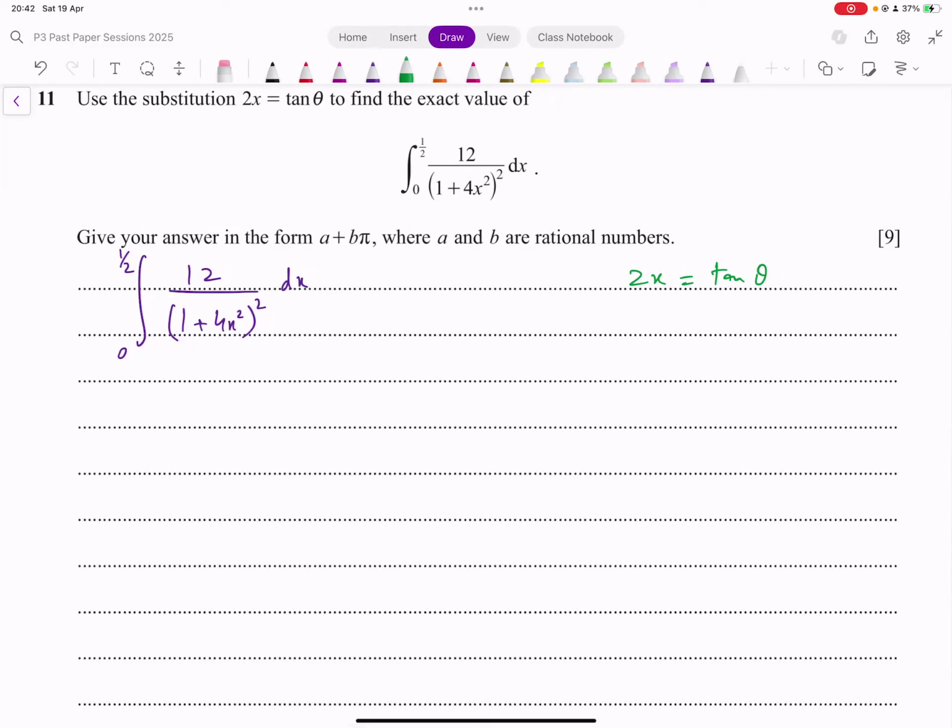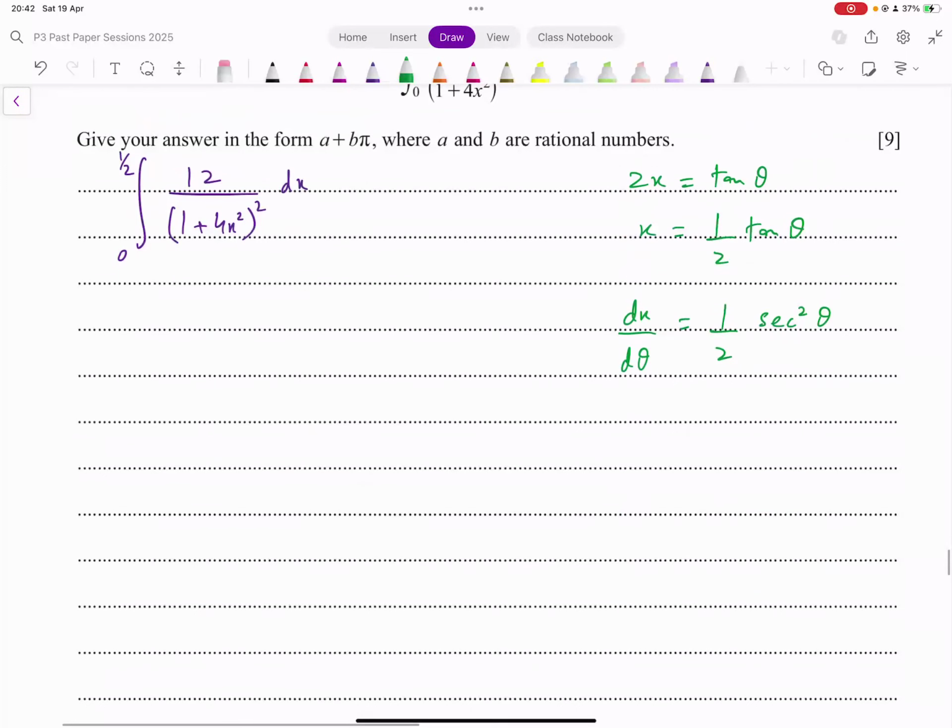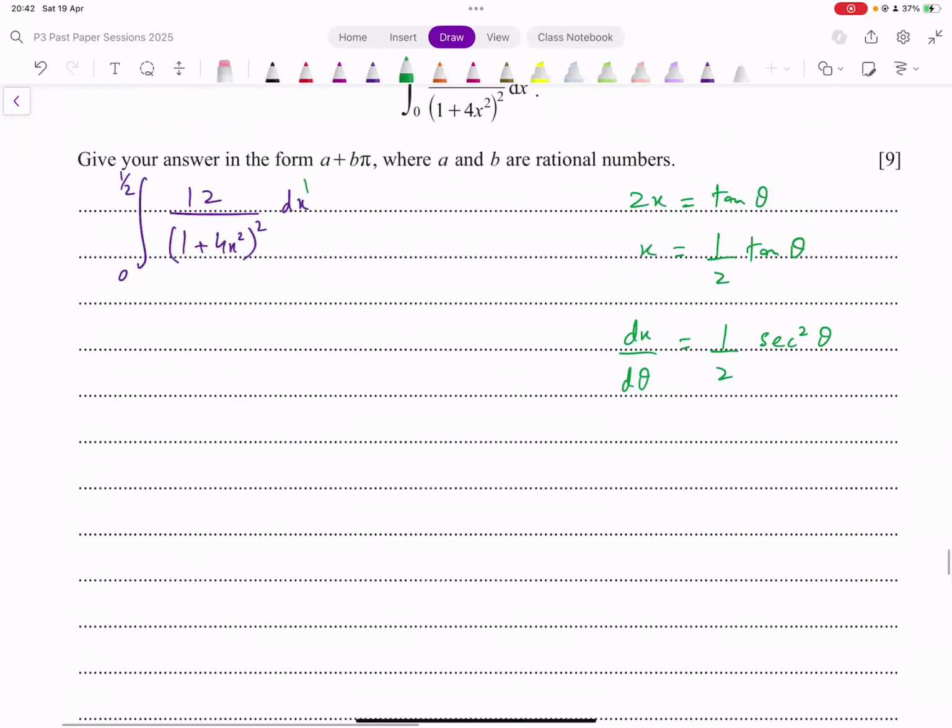Now, first of all, we differentiate this substitution so that we can replace dx with d theta as well. So I can say x is equal to 1 over 2 tan theta. And then what about dx over d theta? That would be 1 over 2 secant square theta. Right? Derivative of tan is secant square. And now we make dx the subject because we want to eliminate dx from here. That gives us dx equal to 1 over 2 secant square theta d theta.